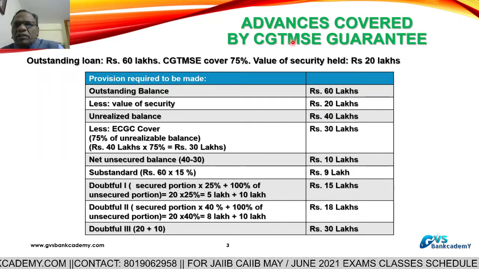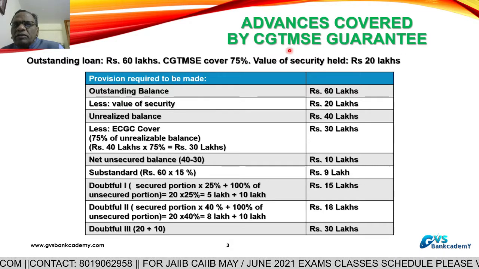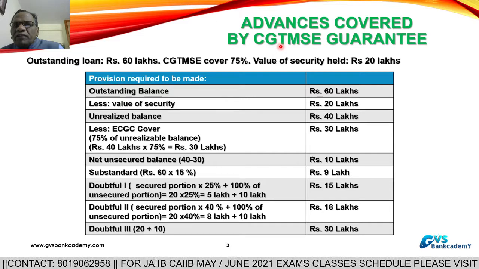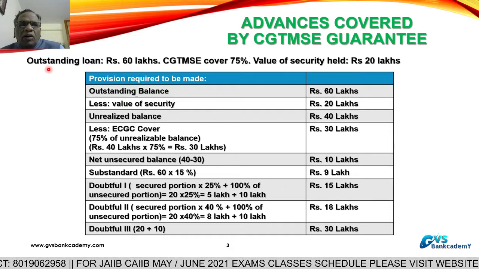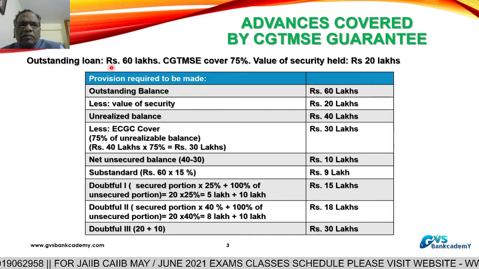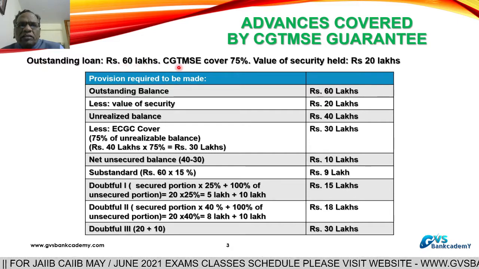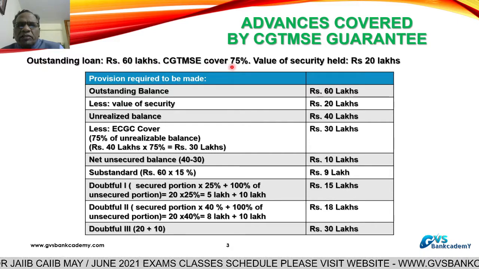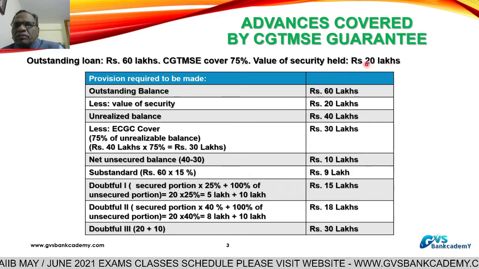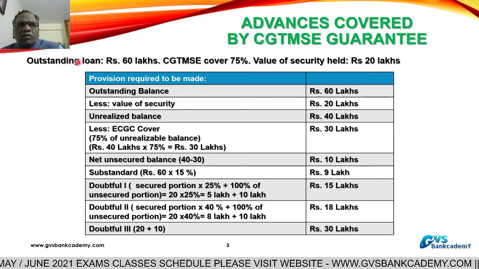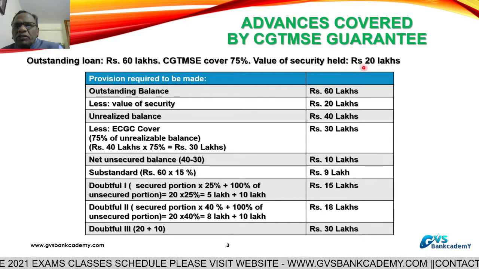Second case study, advances covered by CGTMSE guarantee cover. CGTMSE, Credit Guarantee Trust for Micro and Small Enterprises, advances covered accounts. The outstanding loan in the ledger loan account is 60 lakhs. CGTMSE cover, you will get 75%. Value of security held in the borrower account is 20 lakhs.